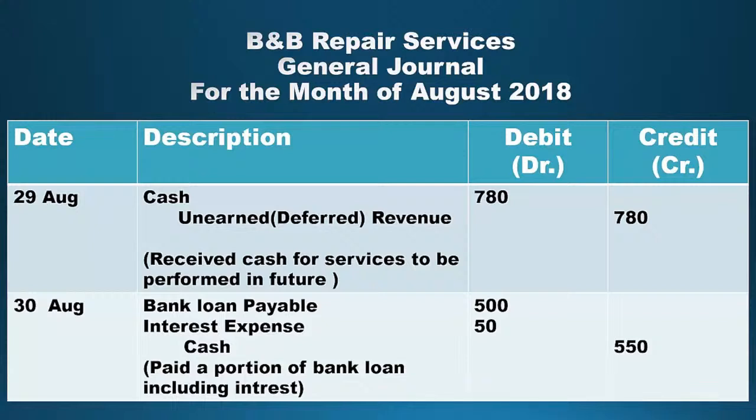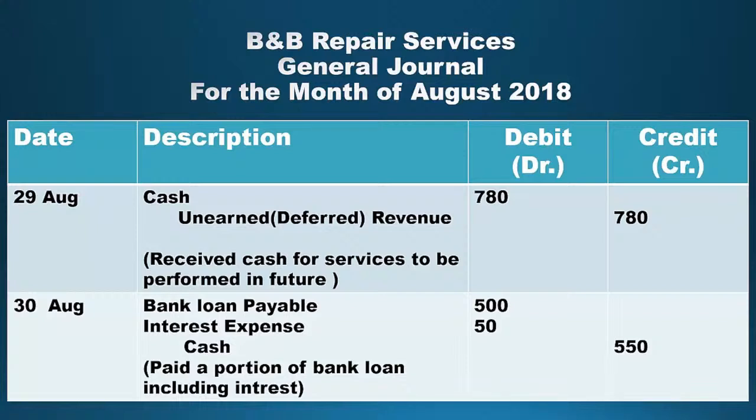August 30th, paying part of a bank loan with interest. Step 1. What happened? The company paid $550 toward its bank loan. Of this amount, $500 was applied to the loan principal and $50 was for interest. Step 2. Which accounts are affected? Bank loan payable decreases because the company is paying down the principal of the loan. Interest expense increases because the company is incurring this cost as part of borrowing money. Cash decreases because the company paid this amount.